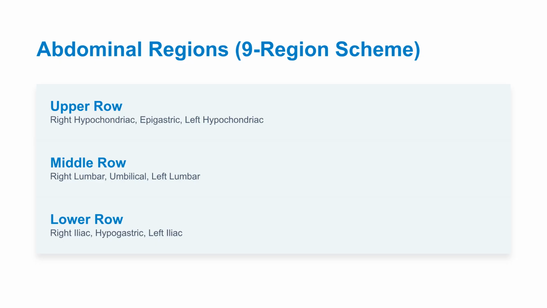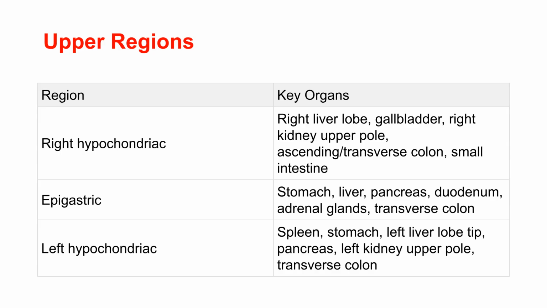The upper row consists of the right hypochondriac, epigastric, and left hypochondriac regions. In the upper regions, the right hypochondriac contains the right liver lobe and gallbladder. The epigastric region includes the stomach and liver. The left hypochondriac holds the spleen and stomach.